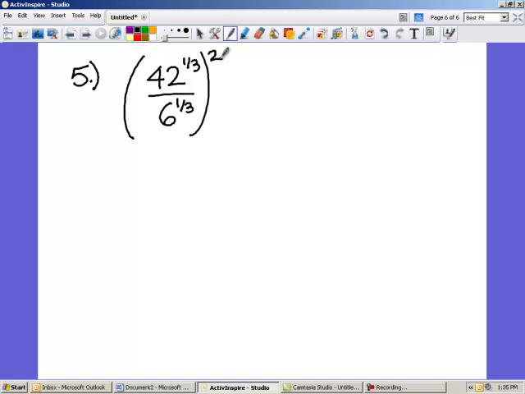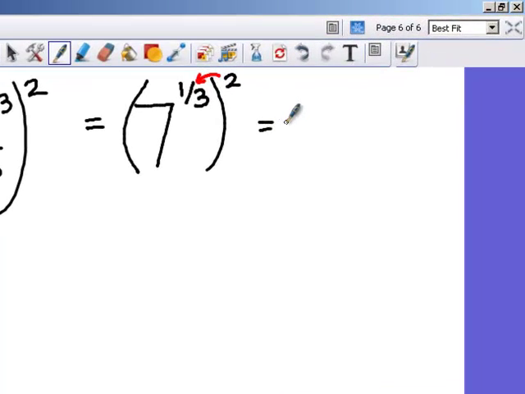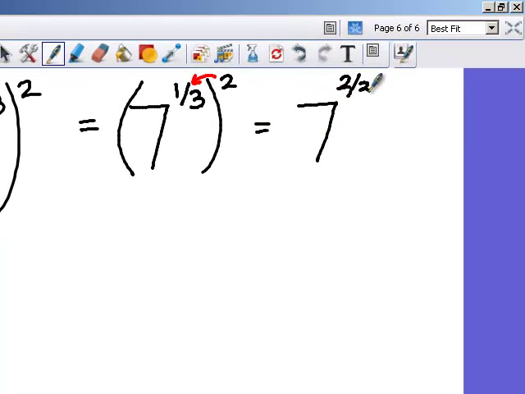All right, so we work inside the parentheses first, and we notice that the bases are not the same, but the exponents are. So I can actually take 42 and divide it by 6, and that will give me just one number with that exponent. And now the last thing to do would be to multiply these two together. So we have 2 times 1/3, and that is going to be 7 to the 2/3 power.